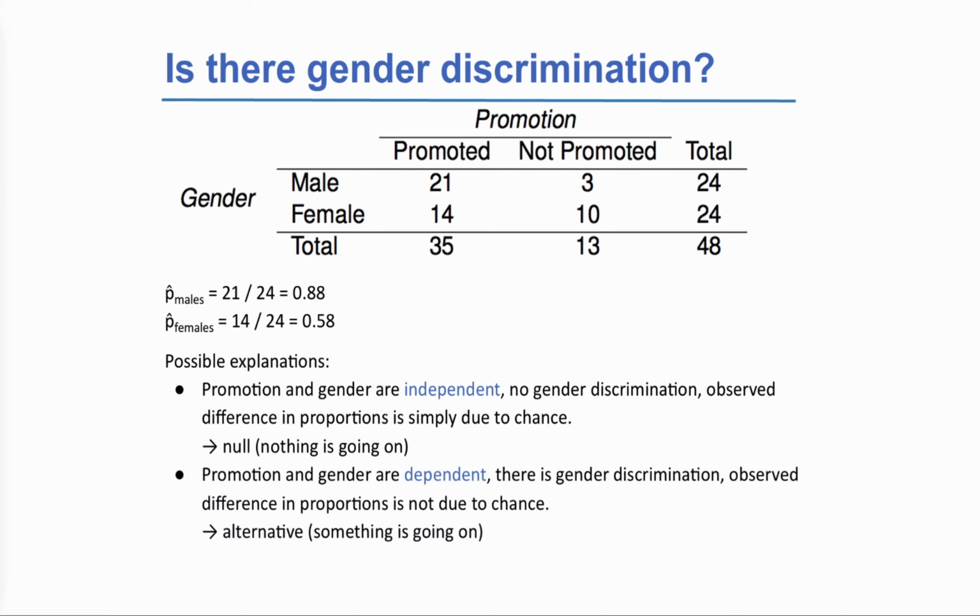Another possible explanation is that promotion and gender are dependent, that there is gender discrimination, and the observed difference in the proportions is not due to chance. So this would be our alternative hypothesis. The alternative hypothesis is that there is something going on. And we have to demonstrate that with evidence.